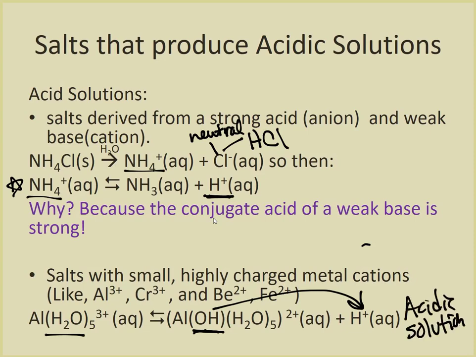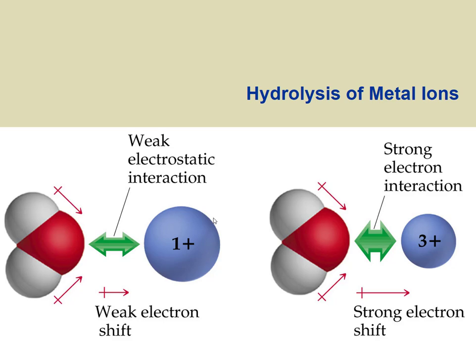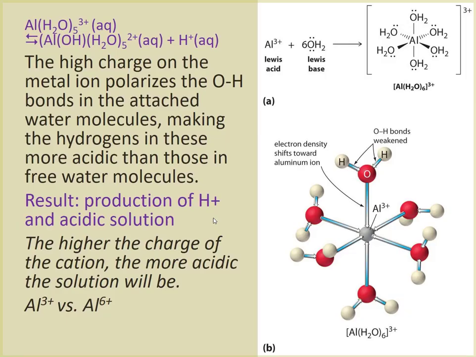And because of that, this produces an acidic solution. Let's look at a picture of this. Hydrolysis of metal ions: again, the water molecules will be attracted to those cations, and you can see on the second example how you have a positive 3. It's going to be a very strong attraction, much more than this +1. And so this is the complex with water that it forms.